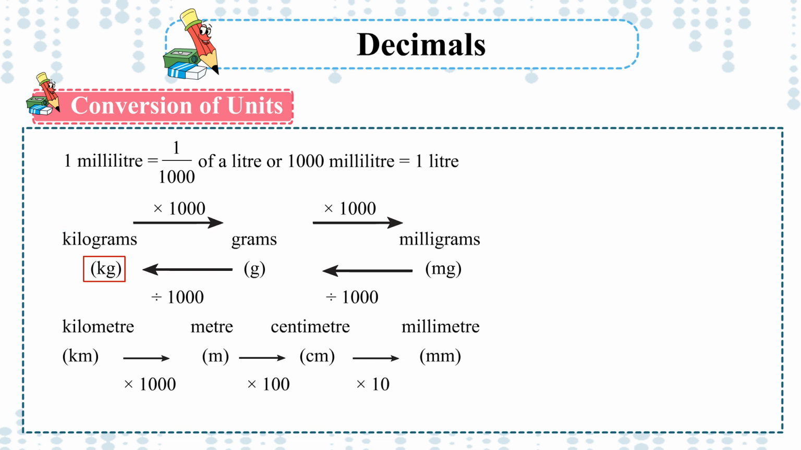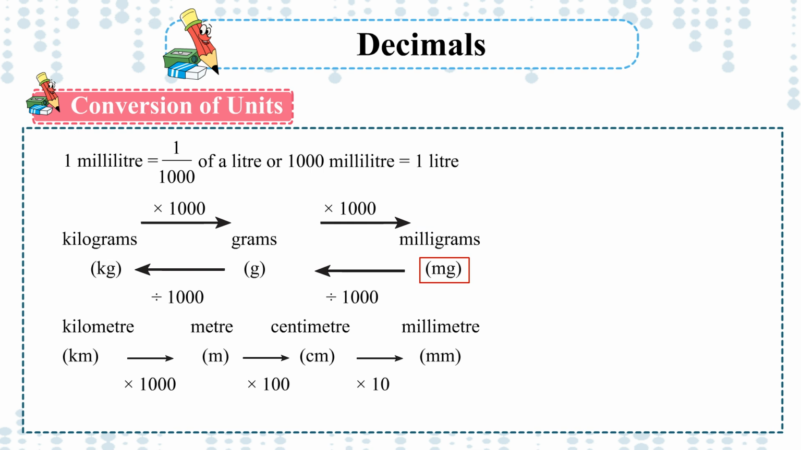Now how to convert one unit into another? 1 kilogram is equal to 1000 grams. So 1 multiplied by 1000. And 1 gram is written as g. 1 gram is equal to 1000 milligrams. So the digit multiplied by 1000. And 1000 milligrams is written as mg.